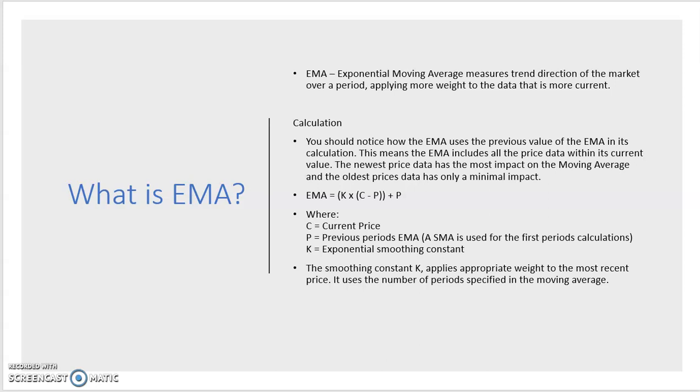EMA is calculated by looking at 3 different variables. We look at the current price, the previous period's EMA, and the exponential smoothing average. The exponential smoothing average is a constant that you're going to see usually listed in front of the word EMA. It's going to be like the 8 EMA, 13, 21 EMA. That's going to be your exponential moving average. Your previous period EMA is calculated, and that is used within the function to calculate the current period's EMA. Usually you're going to get your exponential smoothing constant times the current price minus the previous period's EMA plus the previous period's EMA.